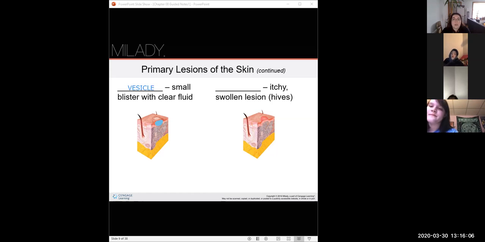The next one is a wheal, just like a car wheel. Itchy, swollen lesions. So those are like hives. If you have an allergic reaction to something, you can end up with a wheal. A bug bite would be a wheal. An allergy gives you a wheal. It's hives, okay? Itchy, irritated, but not permanent, not chronic. Okay, it'll go away.